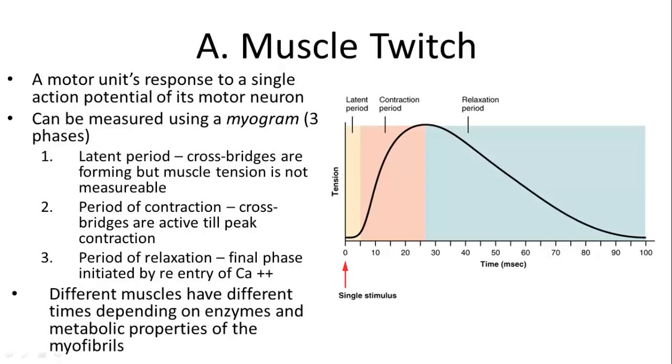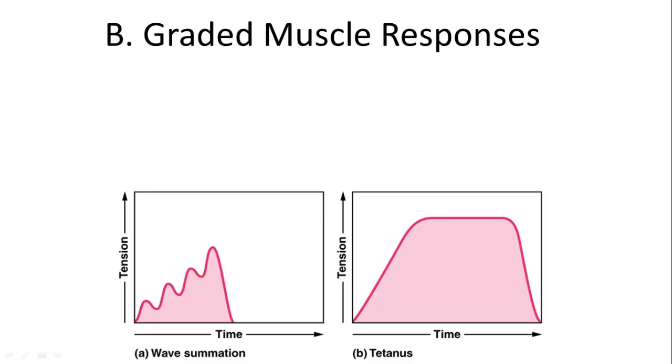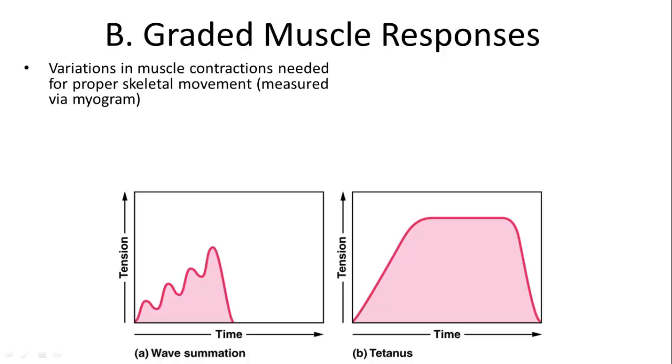Different muscles have different times depending on enzymes and metabolic properties of those myofibrils, different types of muscles within there. Muscle twitches can also have different responses as you have different stimuli. These can be measured using a myogram. If you change the frequency of stimulation, so how often you send an action potential, you can come up with different types of responses.